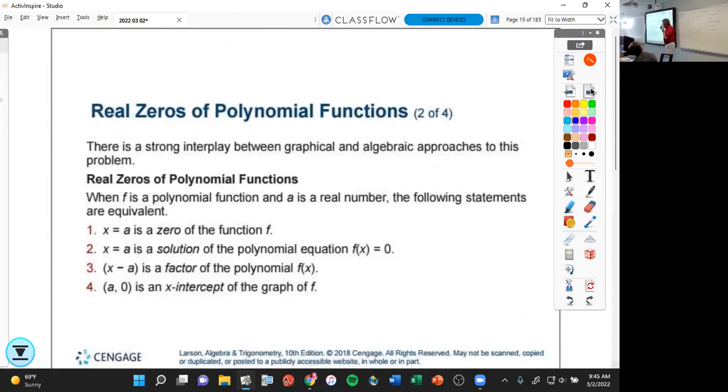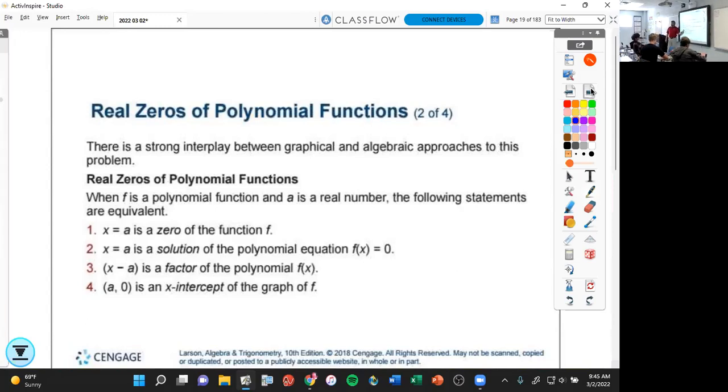Here's something we've talked about in the past. We're going to talk about it again. There's a strong connection between graphical and algebraic approaches to problems here. You've heard the terms zeros, solutions, factors, and x-intercepts, right? And in the past, we basically said, yeah, they're all the same. Yeah, they are. Kind of. Okay. They do have a slightly different meaning.